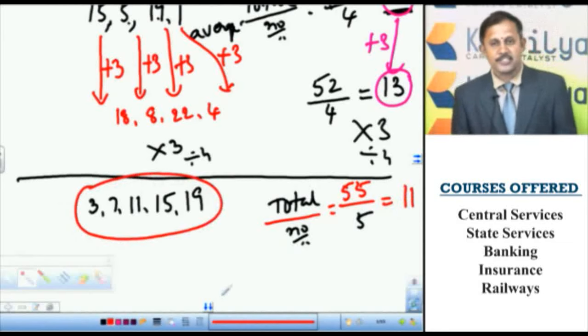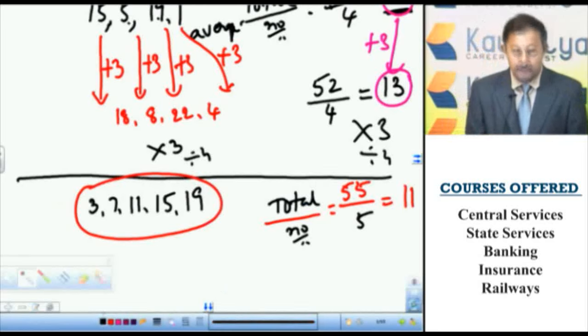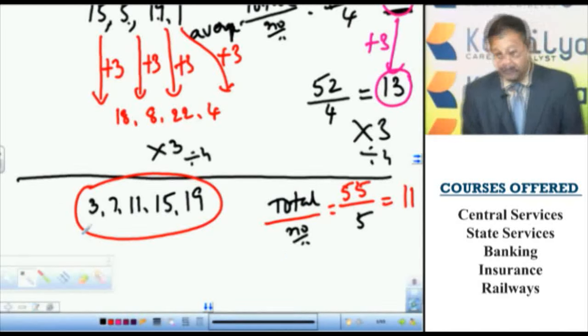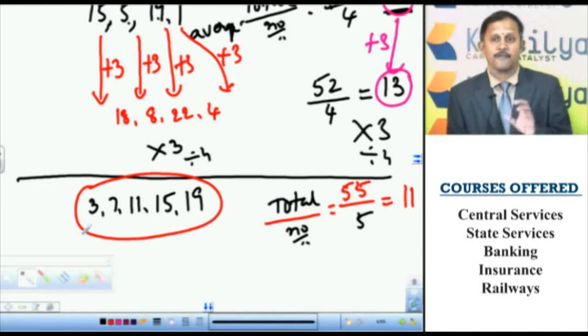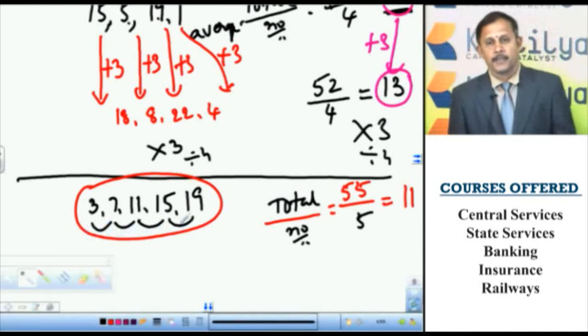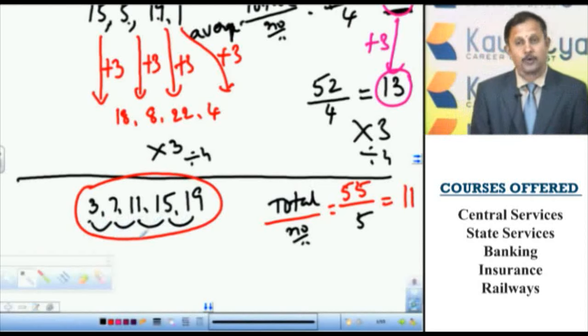So therefore average is obtained by using the formula total by number of elements. So what is the average obtained? 11. But some of you can observe that 3, 7, 11, 15, 19, for this set of elements, the difference between successive elements is constant. The difference of these two is 4, the difference of these two, 4, the difference of these two, 4, like that.